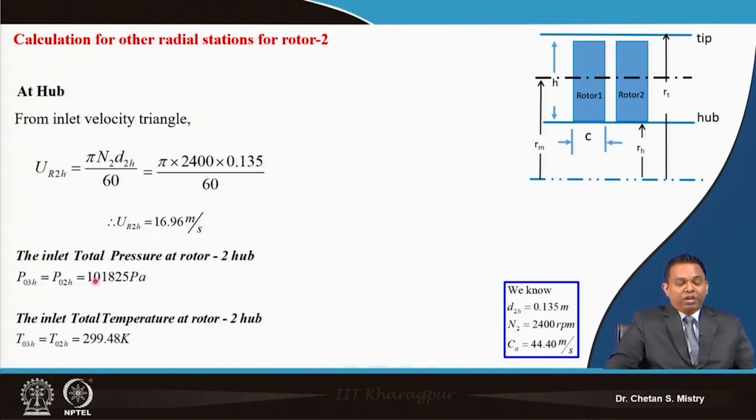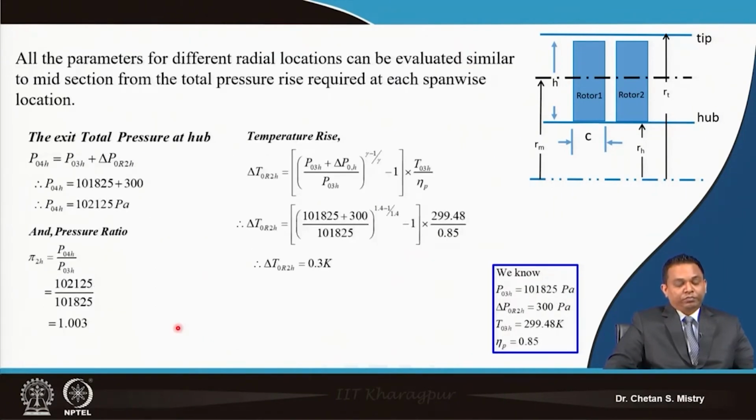So be careful here, near the hub region, whatever is my total pressure at the outlet near the hub, that will be the entry pressure for my rotor 2. Same way, my total temperature at the outlet of the hub for rotor 1 will be my entry temperature for rotor 2. So these are the numbers we are putting in.